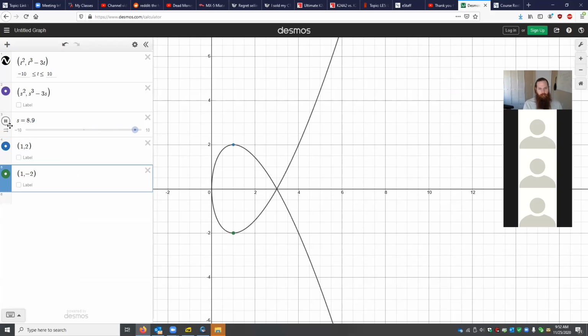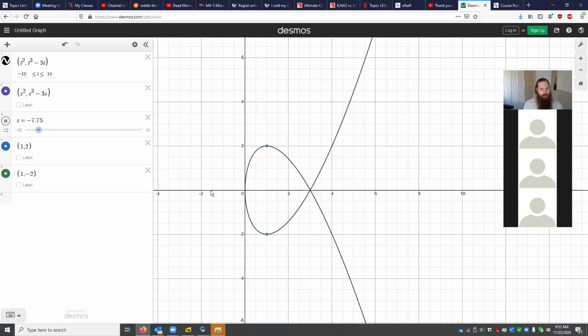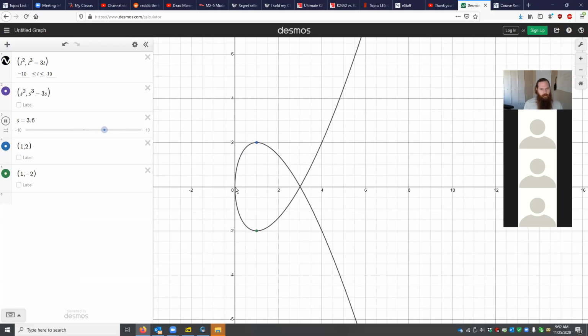All right. The other thing we like to look for are vertical tangent lines. And at a glance here, I see that I have a vertical tangent line at the point (0, 0). But how would I find that?